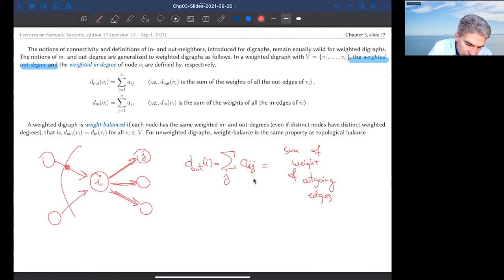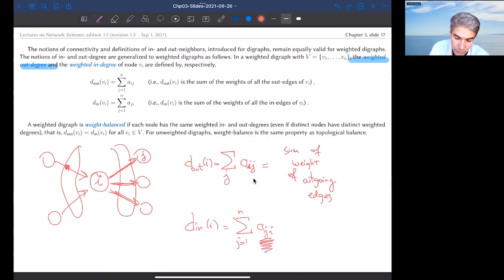On the other hand, I could sum those weights. So I sum the weights going out. I could sum the weights coming in, and I could define D in of node I to be the sum, j runs from one through N, of a ji. Now these are the weights into I, and so that's the weighted in degree. So remember earlier we talked about the in degree and out degree. Now we have the weighted in degree and the weighted out degree, and they're different from the usual degrees, because here now you're actually summing the weights.